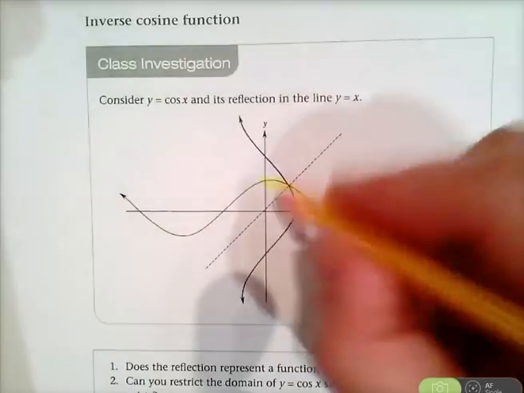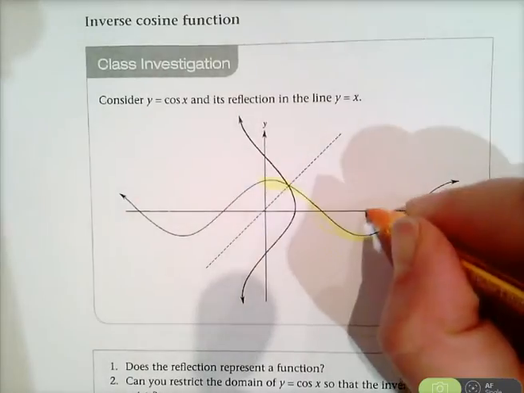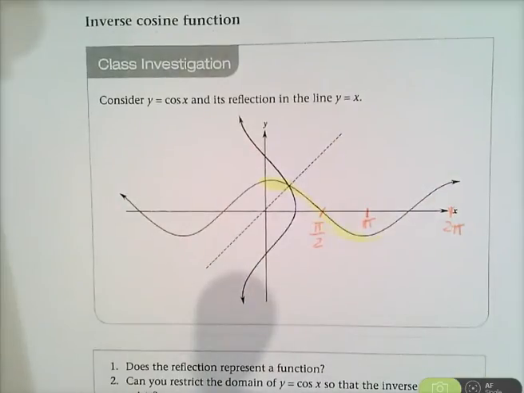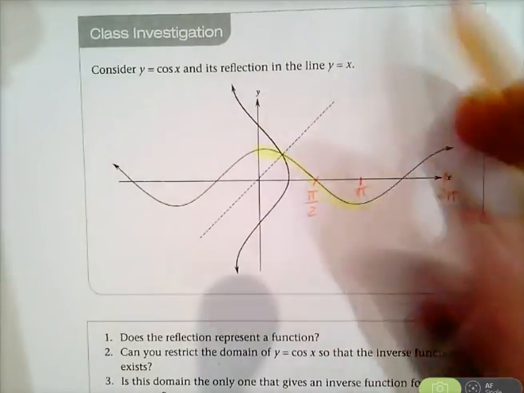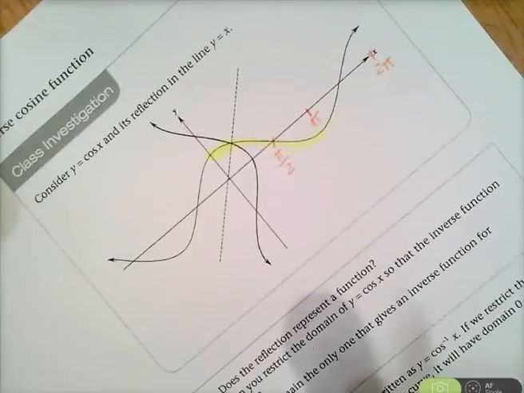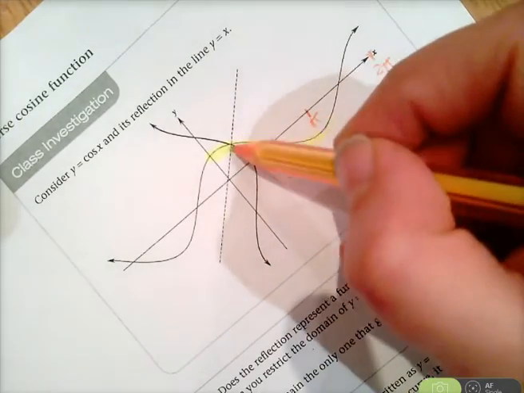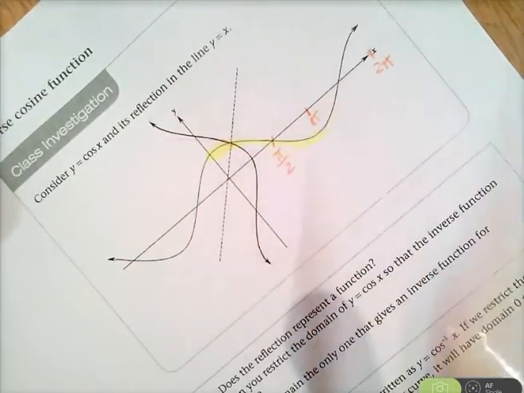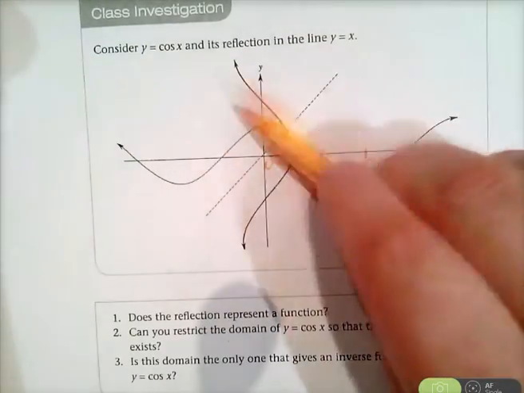So let's look at our values. We've got 0. This over here is 2 pi for one complete period. This here is pi. And this here is pi on 2. So the reflection here does not represent a function. If we reflect, here's our line y equals x. If we turn it sideways, we can see that the cos curve here is reflected there, okay? And we can see that this bit here is reflected there, okay? So we're going to restrict to 0 and pi this time because it's still monotonic decreasing for that section.